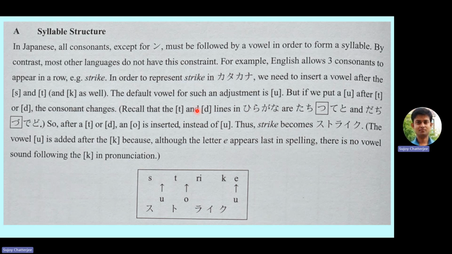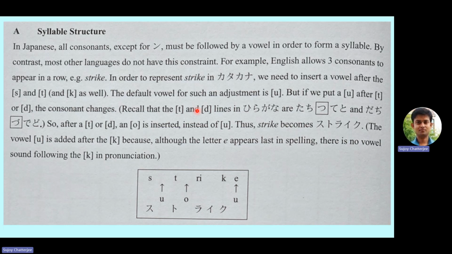This is Japanese. By contrast, most other languages do not have this constraint. For example, English allows three consonants to appear in a row. For example, take the word strike. So here we see STR. These are the three consonants which appear one after the other without a vowel in between them.